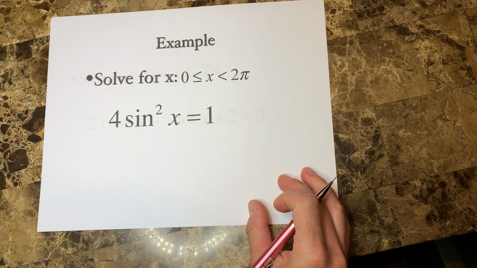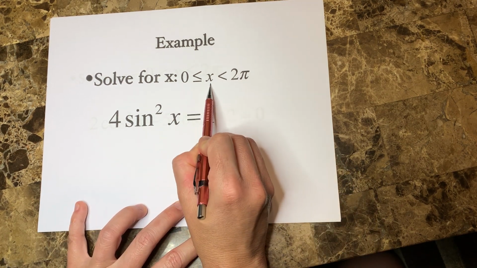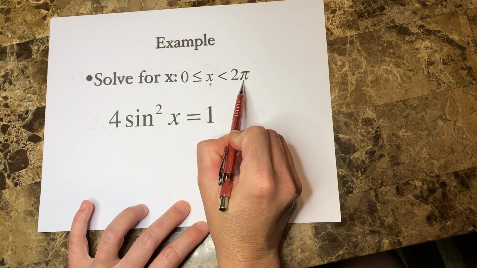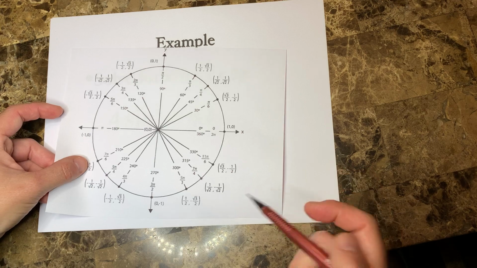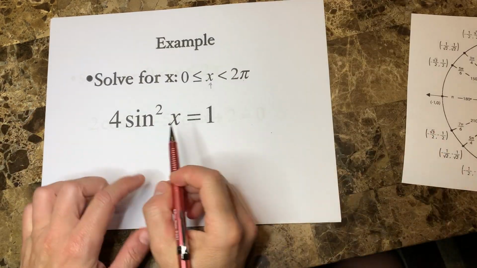First thing, they have to tell you where you are going to be finding your answers, right? So for this particular variable, I'm solving for x, I can only look between 0 and 2 pi, which means I'm only allowed to go around this unit circle once looking for answers. Okay, so let's take a look.